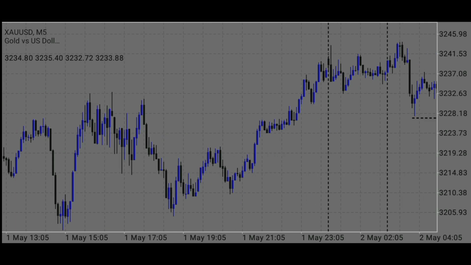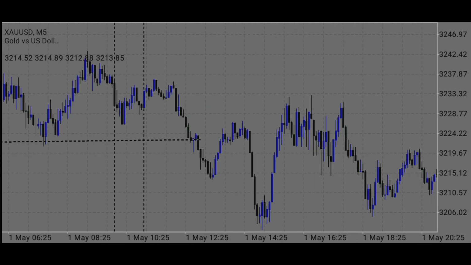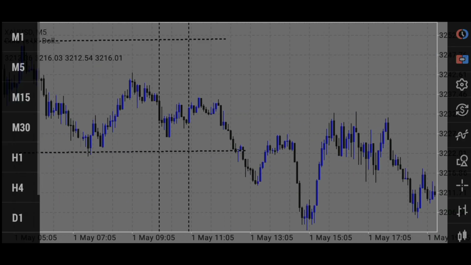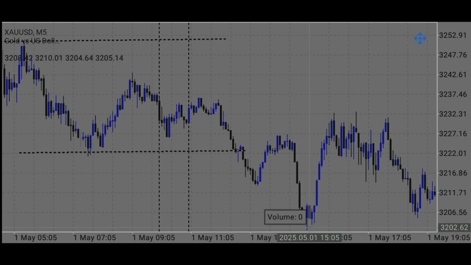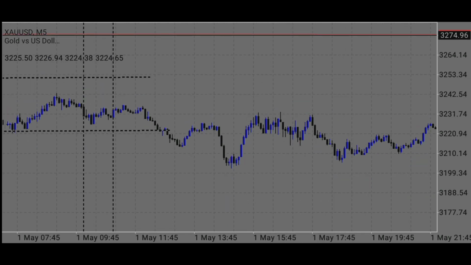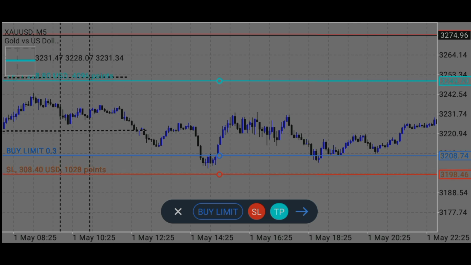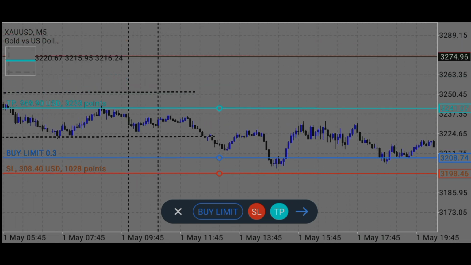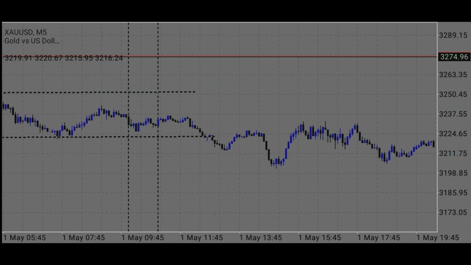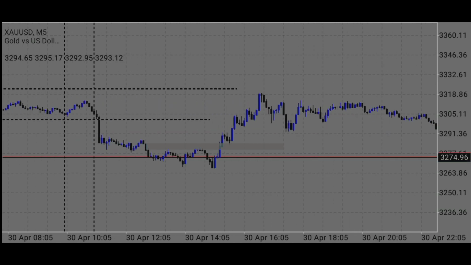So we will look for a rejection or something, and if we bought from here, buy from here, so our SL should be like down this. We will risk around $300 or something if you can risk. TP should be high. We are still making 900 plus dollars. This is an insane strategy.